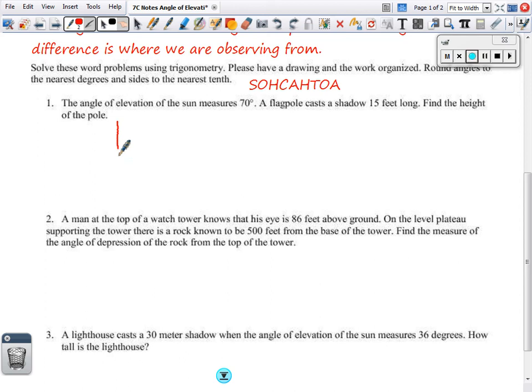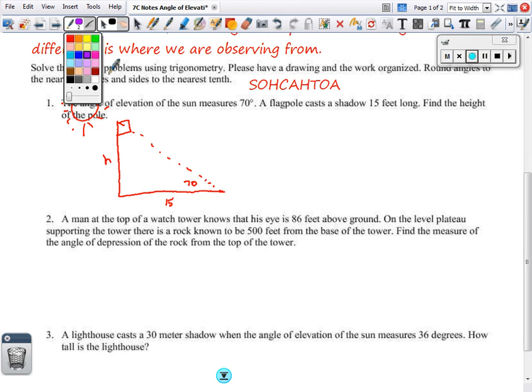So I'm going to draw my flagpole. I'm going to put the sun up here because the sun is in the sky. And then here's the shadow. The shadow is 15 feet long. And it told us that this angle right here is 70. And we want to know the height of the pole. Okay, so now I've set up my drawing.